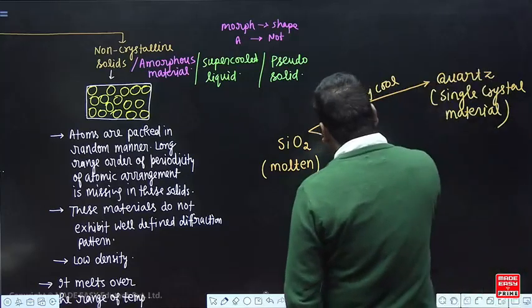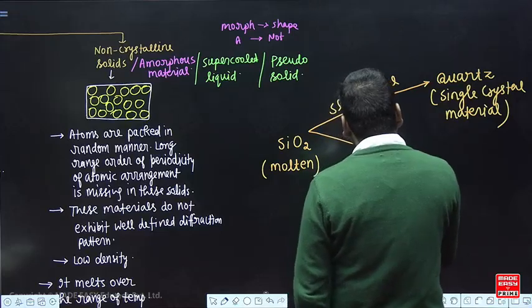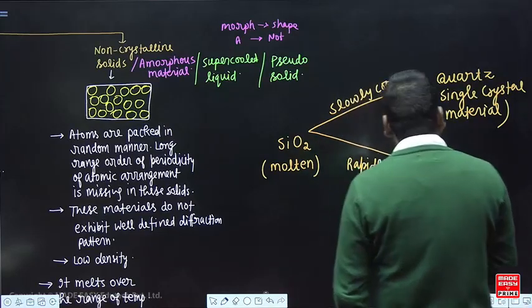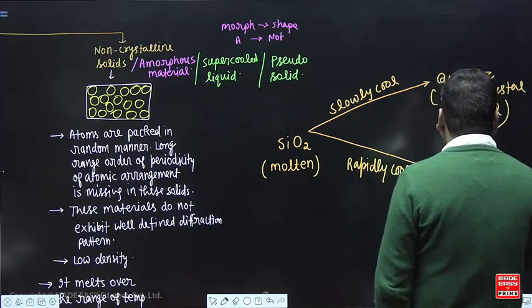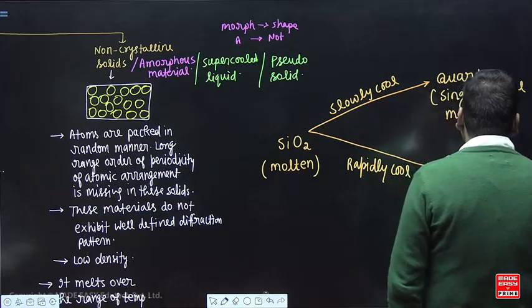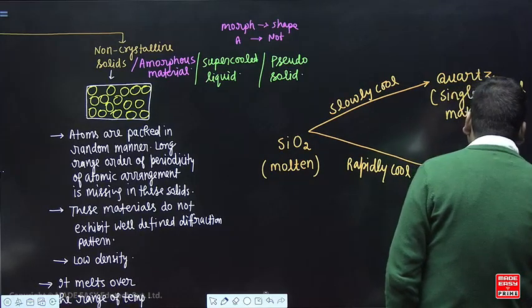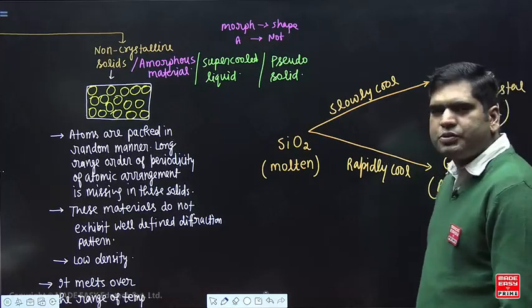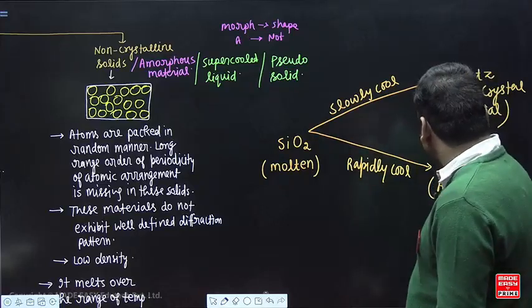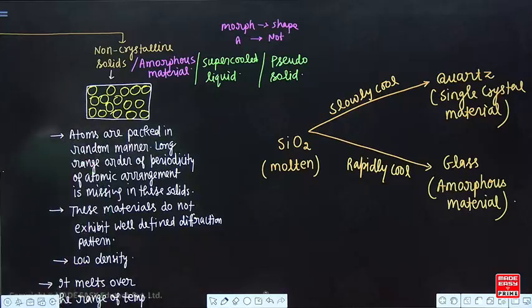Suppose the same material we are rapidly cooling. If we are rapidly cooling the same material, it will become glass. And glass is an amorphous material. Now since we are rapidly cooling, atoms are not getting sufficient time to arrange themselves in a systematic way, so we cannot get the crystalline solid. Instead we are getting the amorphous solid. So please note down this example. This is a very important example.